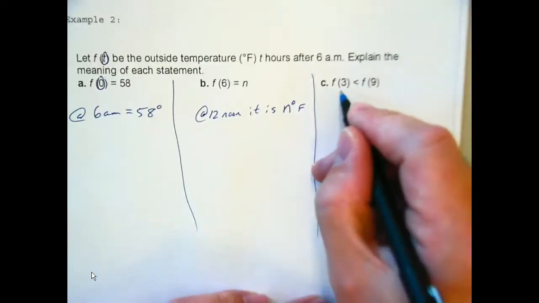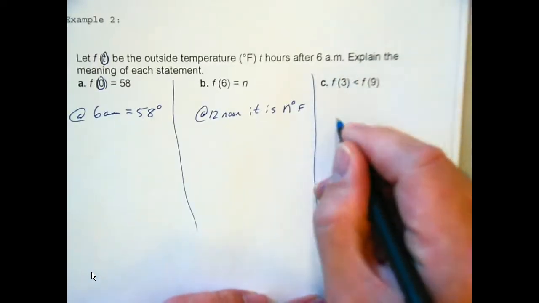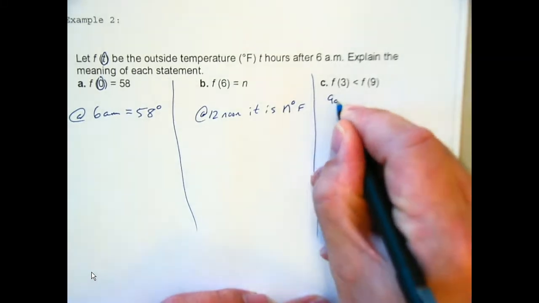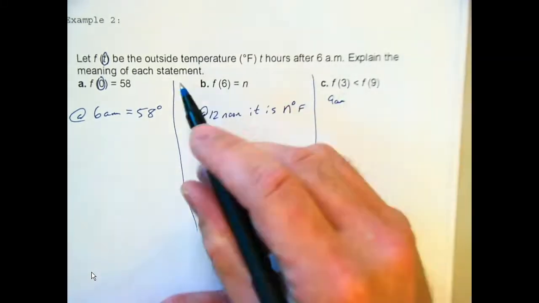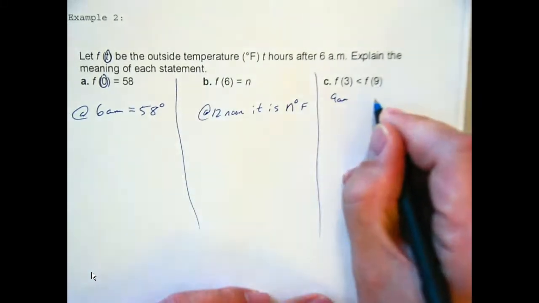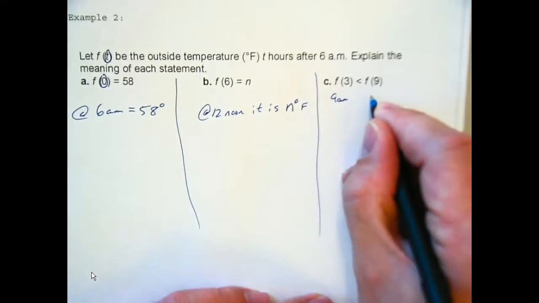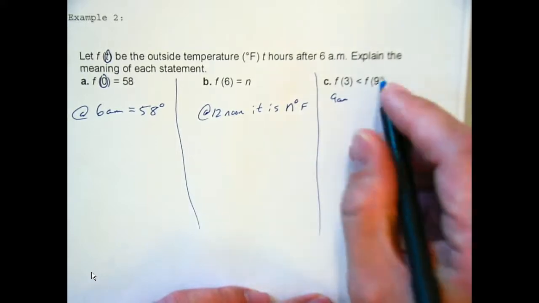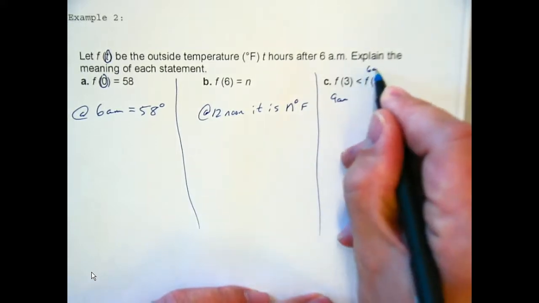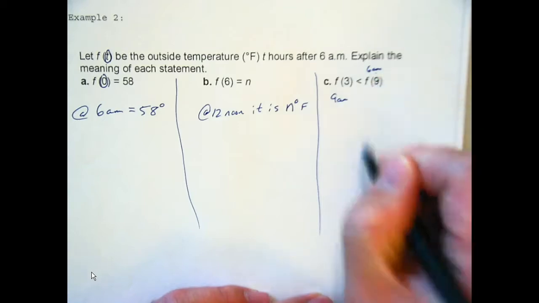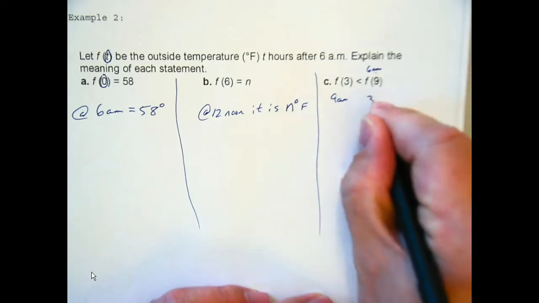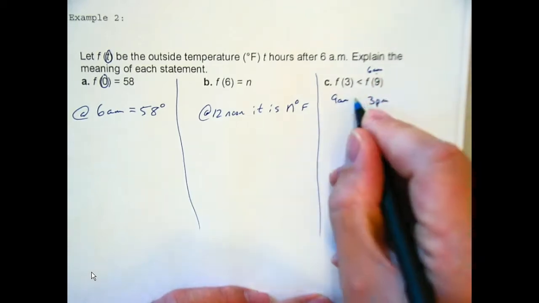Okay, what time is it right here? 9 a.m. We add 3 hours to 6 a.m. What time is it here? Come on, we start at 6 a.m. It's 3 p.m. We had 9 hours. So what's it saying there?